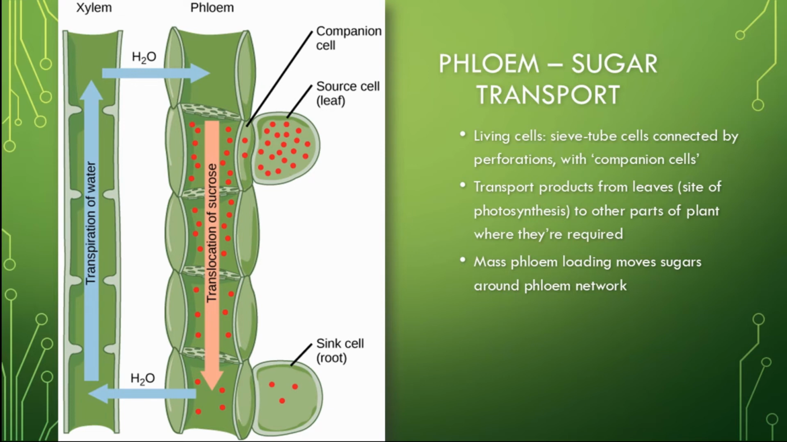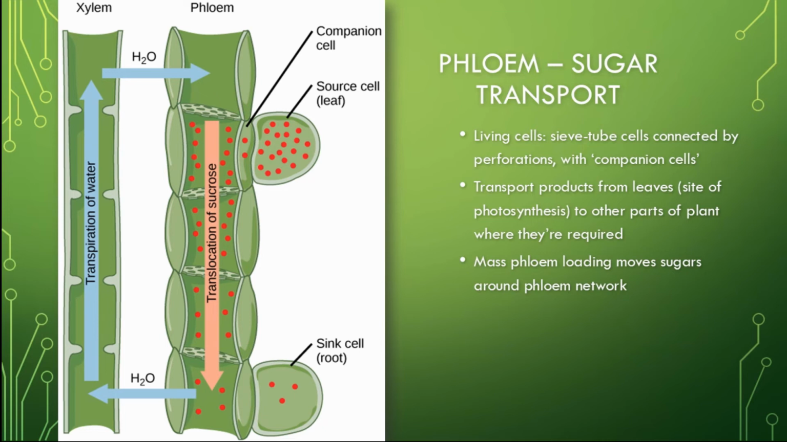Think of the phloem like a highway. Its primary role is to transport the goods, in this case sugars, from the factories, or the leaves, to the consumers or grocers, which in this case are the other parts of the plant where they are required.